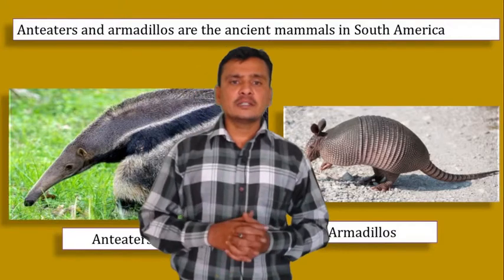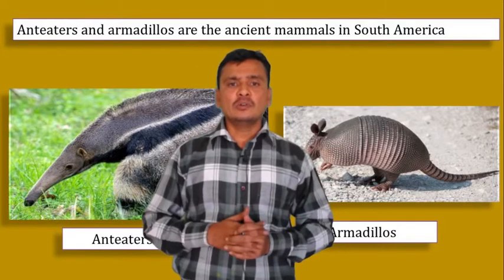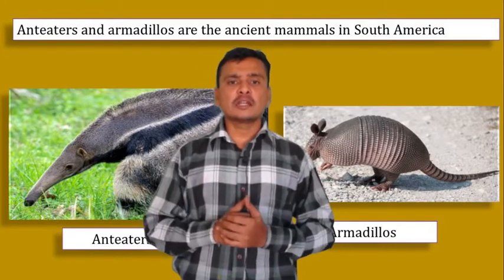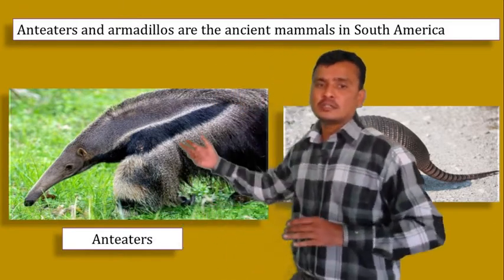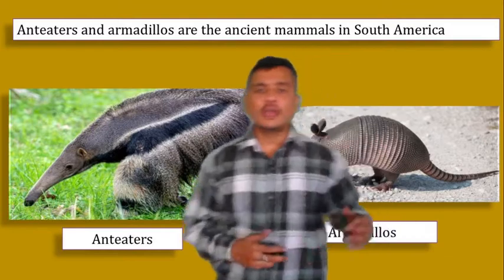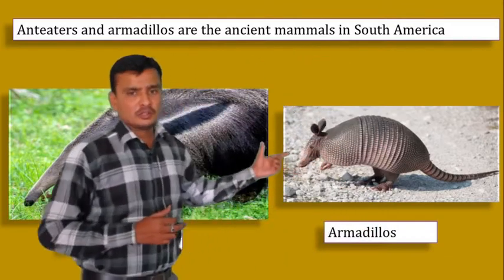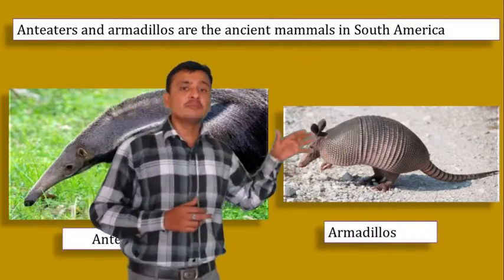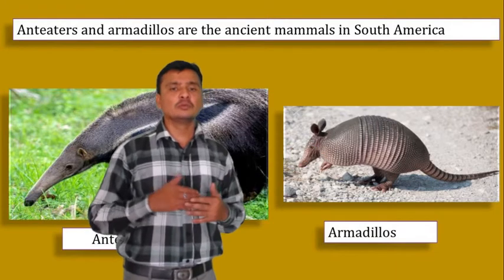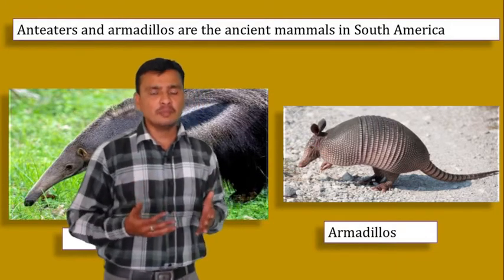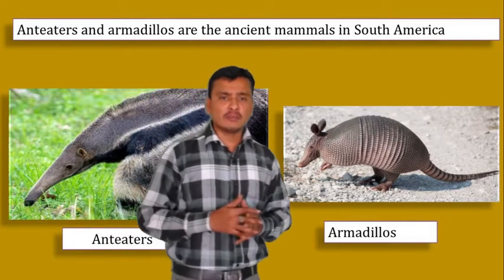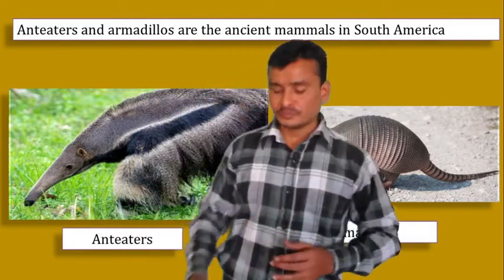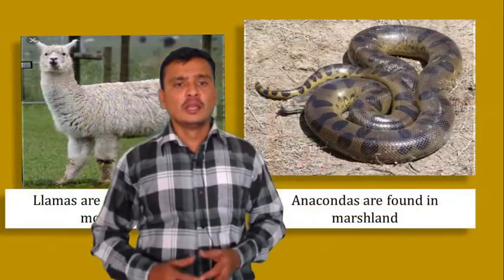Then anteaters and armadillos are also found here, and these are the ancient mammals in South America. These are the anteaters and these are the armadillos. Mammal means those who give birth to their babies. So these are known as mammals, and these are the ancient mammals we find in South America.